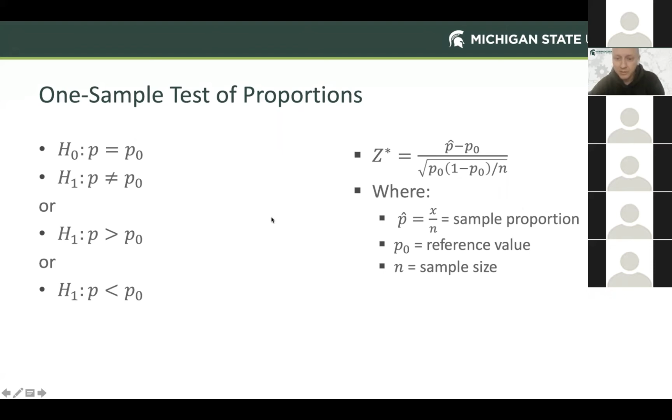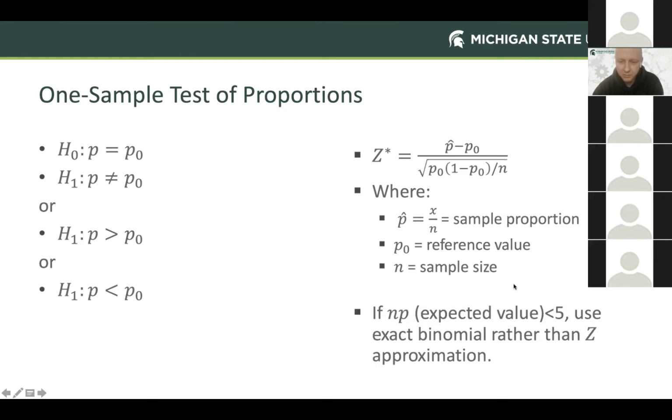And so looking at these quantities here, P hat, again, that's just the sample proportion. So we'd look at our entire sample and determine how many successes or how many yeses or however we parameterize that. P naught is just a reference proportion that we're comparing against, and then n is our sample size. And so this is the test statistic we'll use to evaluate comparisons for proportions.